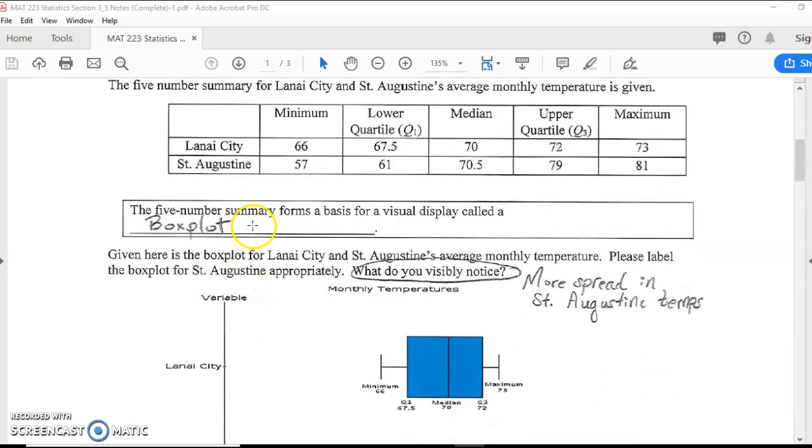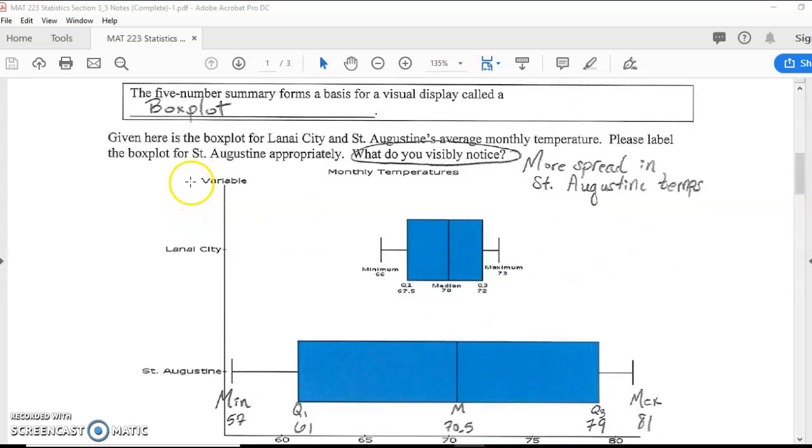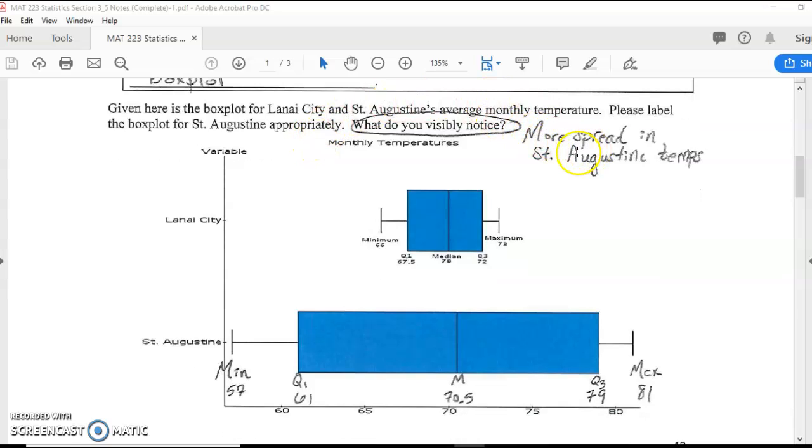The 5-number summary forms a basis for a visual display called a box plot. Given here is the box plot for Lanai City and St. Augustine, and we can label the box plot for St. Augustine appropriately. Notice that we have the minimum value, and we have Q1. The box goes from Q1 to Q3, and then there's a line for the median, or Q2, somewhere in the middle. It might not be right in the middle, because the median is the middle number, but the box goes from Q1 to Q3, and then the maximum is on the far side.